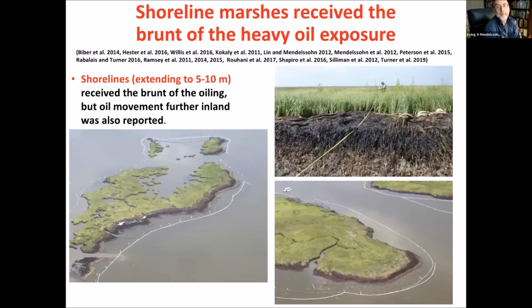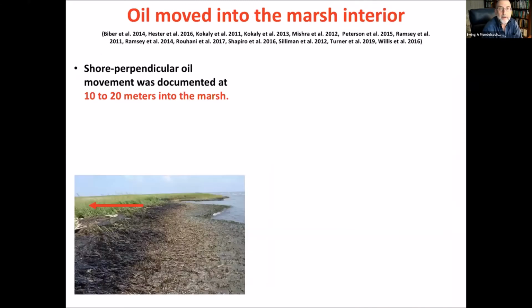Aerial images and photographs clearly show that marsh shorelines receive the brunt of the heavy oiling, with oil often extending from 5 to 10 meters into the marsh interior. As reference, the oiled shoreline indicated by the red arrow that I just put up is 10 meters in depth from the shoreline interface inland. But oil movement further than 10 meters was definitely documented.